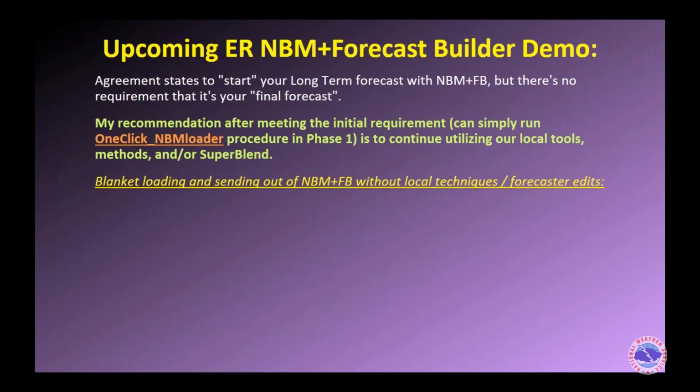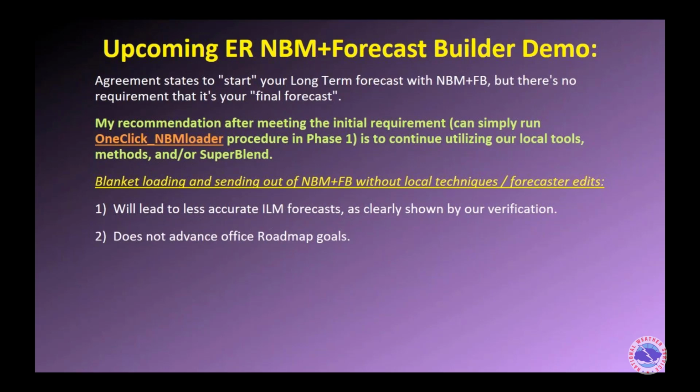Now, there are some weaknesses with the idea of blanket loading and sending out of NBM and Forecast Builder without utilizing local techniques and having forecaster edits. The first of which, obviously, with our verification I just showed and the verification going back years, doing this would lead to less accurate ILM forecasts, as clearly shown by our verification. Also, it does not advance your office roadmap goals. Main roadmap goal right now, forecast quality. Everything I've said so far ties into forecast quality, obviously, and also IDSS, the other goal, which is derived from our forecast too. So that's something to keep in mind.